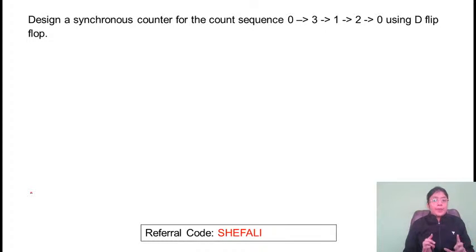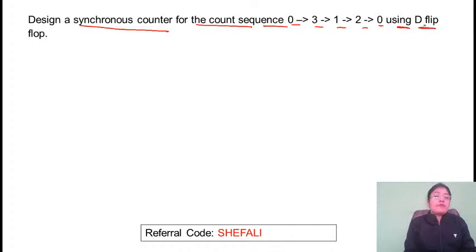यहाँ तक clear है? So what steps do we have to follow? How will the question be given? They'll say design a synchronous counter for the count sequence of 0, 3, 1, 2, फिर से वापस 0 आ रहा है, यानी कि आपके पास एक साइकिल फॉर्म हो रहा है, using D flip-flop. Okay, so what steps need to be followed?